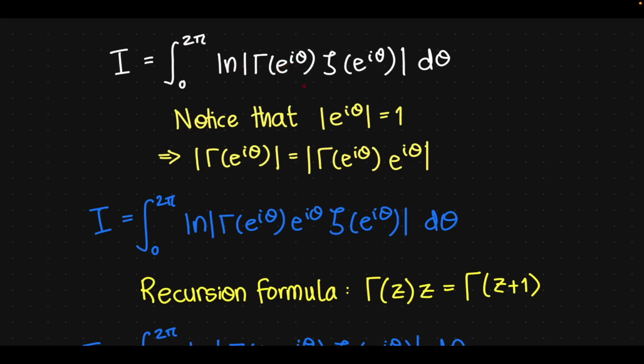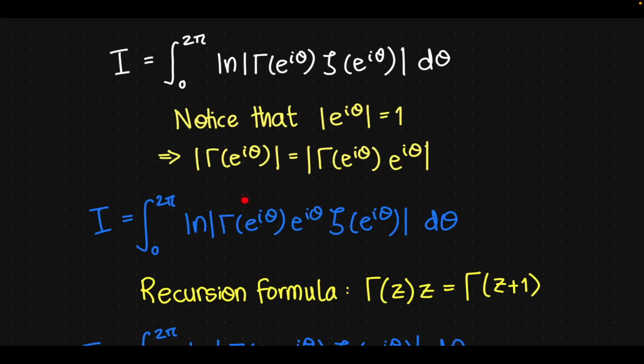to the i theta times Riemann zeta of e to the i theta, d theta. The gamma and the zeta are taking a complex argument. E to the i theta is a complex number. Now, what we're going to do is we're going to notice absolute value e to the i theta, and this will be the complex norm. In this case, the complex magnitude is 1.